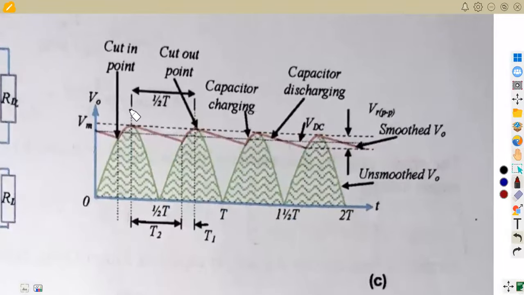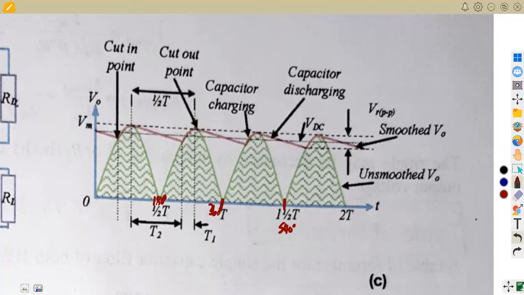We are having from 0, then this is half of the time. Here we're talking about the cycle. The T here, we have completed 360 degrees. So here we are at 180 degrees, which is half of the cycle at 360 degrees. Then at 540 degrees, we are supposed to end here, up to the capacitor discharging. So showing the points of cut off, the cut in point, the cut out point, and also the capacitor charging. This was the part that we are supposed to be working with.